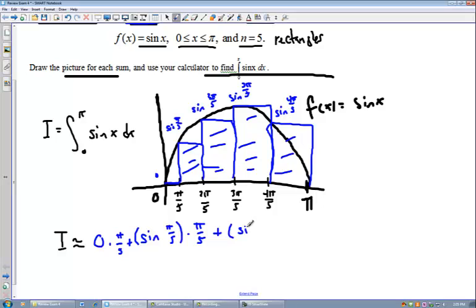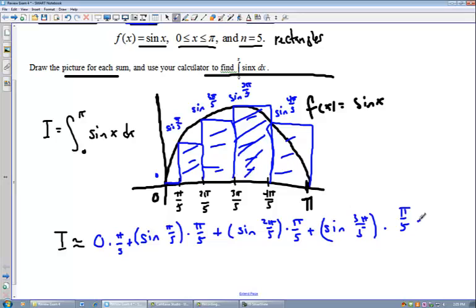Plus sine of 2 pi over 5 times pi over 5 plus sine of 3 pi over 5. You start to see a pattern emerging here, so you just start kind of copying it down. But realize what you're really doing, this sine of 3 pi over 5 times pi over 5 is really the area, again, of this rectangle. And there should be one more, so there's one more here, sine of 4 pi over 5. Of course, times then pi over 5.